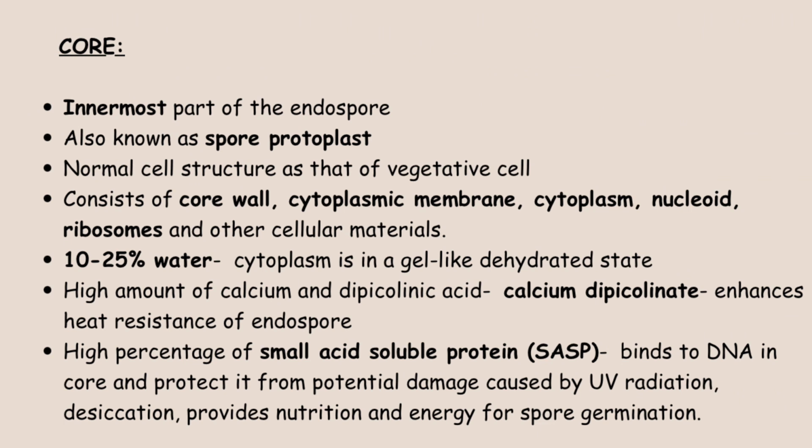Now what is the function of these small acid soluble proteins? They bind to the DNA in the core and protect the DNA from damage caused by UV radiation and desiccation. Now how are they able to do this? The binding of these small acid soluble proteins to the DNA will change the molecular structure of DNA from its normal B form to A form. This A DNA is more compact than B DNA and has higher resistance against UV radiation. Also, A DNA is comparatively more resistant to the denaturing effect of dry heat.